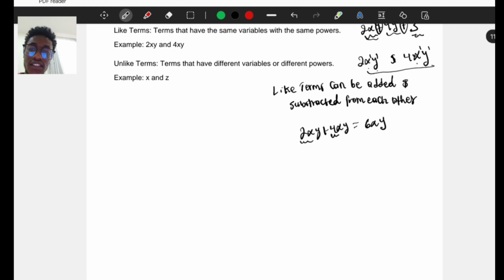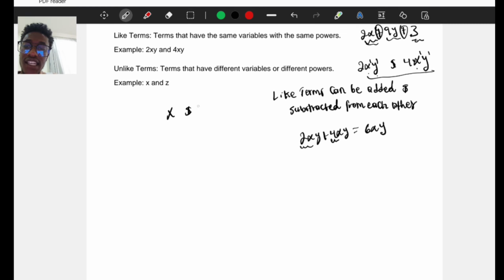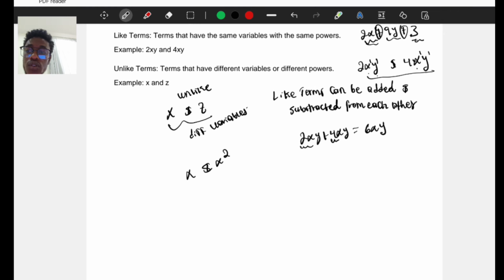The other one is unlike terms. Unlike terms have different variables or different powers. For example, x and z are unlike terms. Why? Because x and z are different variables. But here x and x squared are also unlike terms. Why are they unlike terms? Because here x has power 1 while x squared has power 2. So if terms have a variable with different powers, then they are unlike terms.